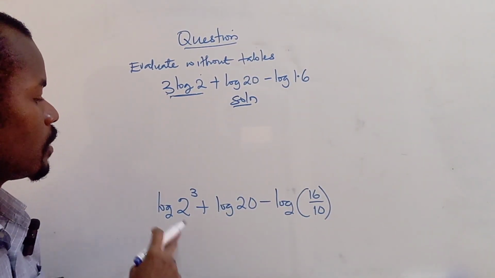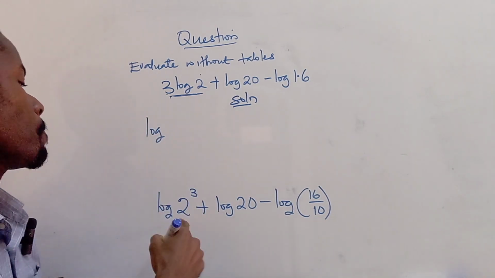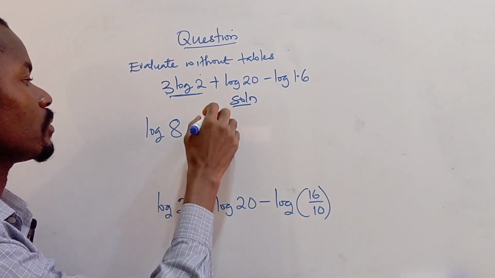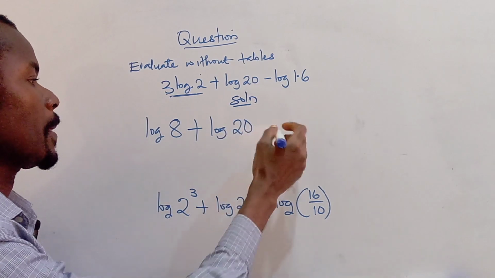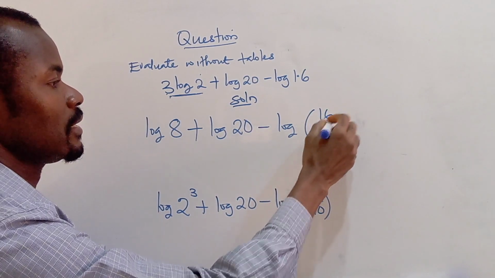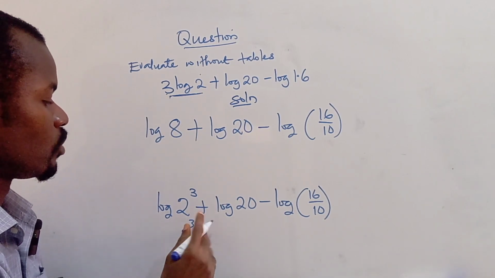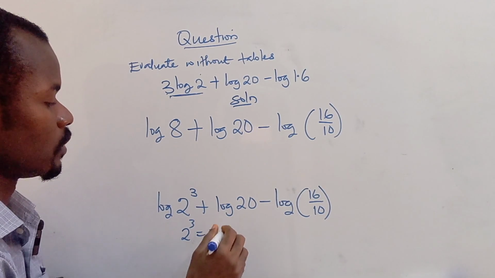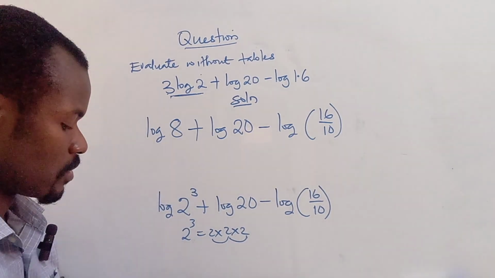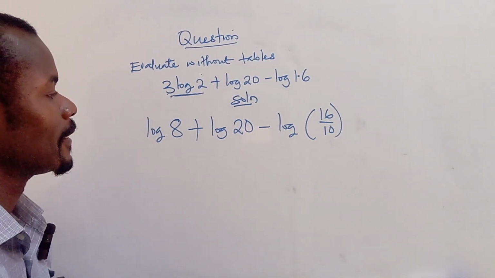Alright, so now 2 raised to the power of 3, we can write that as log 8, plus log 20 minus log 16 divided by 10. Remember 2 raised to the power of 3 means 2 times 2 times 2. So 2 times 2 is 4, times 2 is 8. Alright, so let's see what we can apply next.